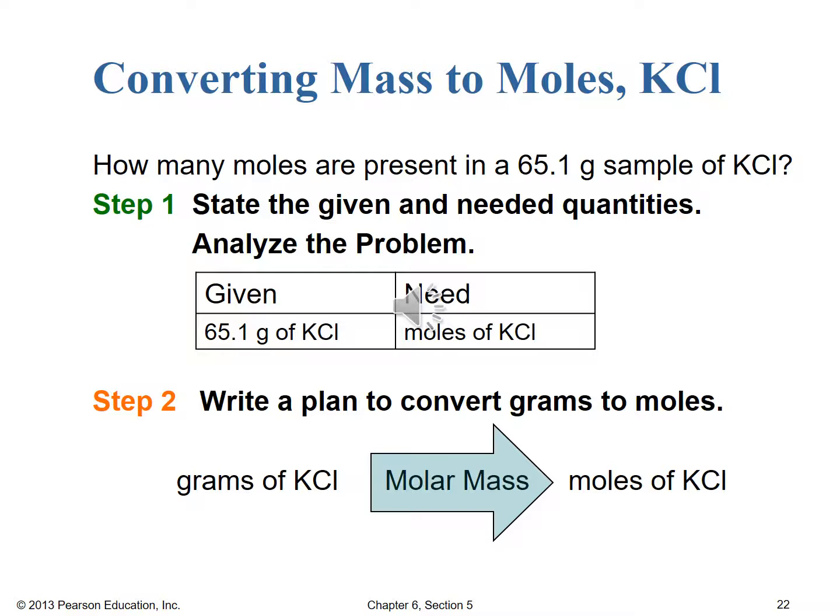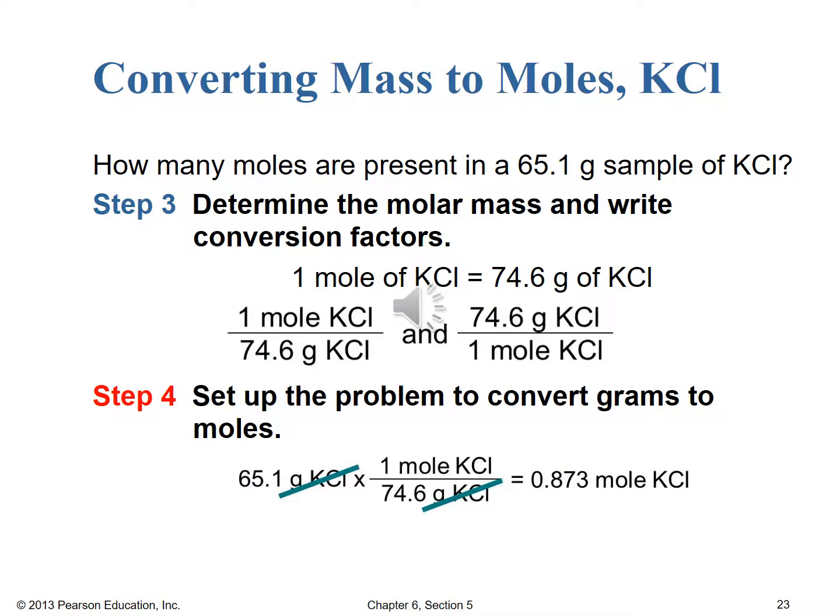Step 2, we'll develop our written plan to convert from grams to moles. So grams of KCl, we'll use the molar mass as a conversion factor to end up with moles of KCl. Now moving on to step 3, we'll determine the molar mass and write conversion factors. So 1 mole of KCl equals 74.6 grams of KCl.